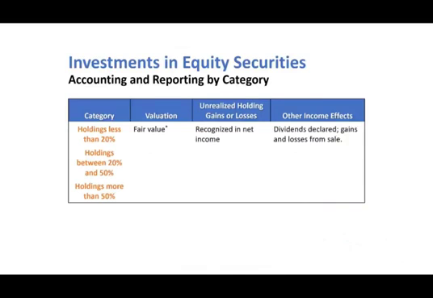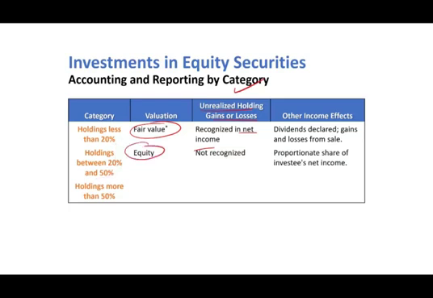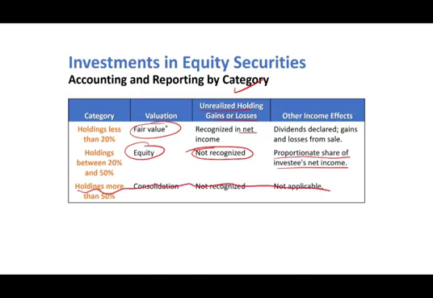Now let's review real quick. If you own less than 20%, you would use the fair value method. We would recognize the adjustment of unrealized holding gain or loss in net income, which we already covered. Look in this playlist. If you own between 20 to 50%, this is what we're going to be discussing today, the equity method. Unrealized holding gain or loss, there's no such thing. We recognize the proportionate share of the investee's net income. We're going to see what this is. Holding more than 50%, it's consolidation, nothing recognized here, and we don't learn about this in this course.